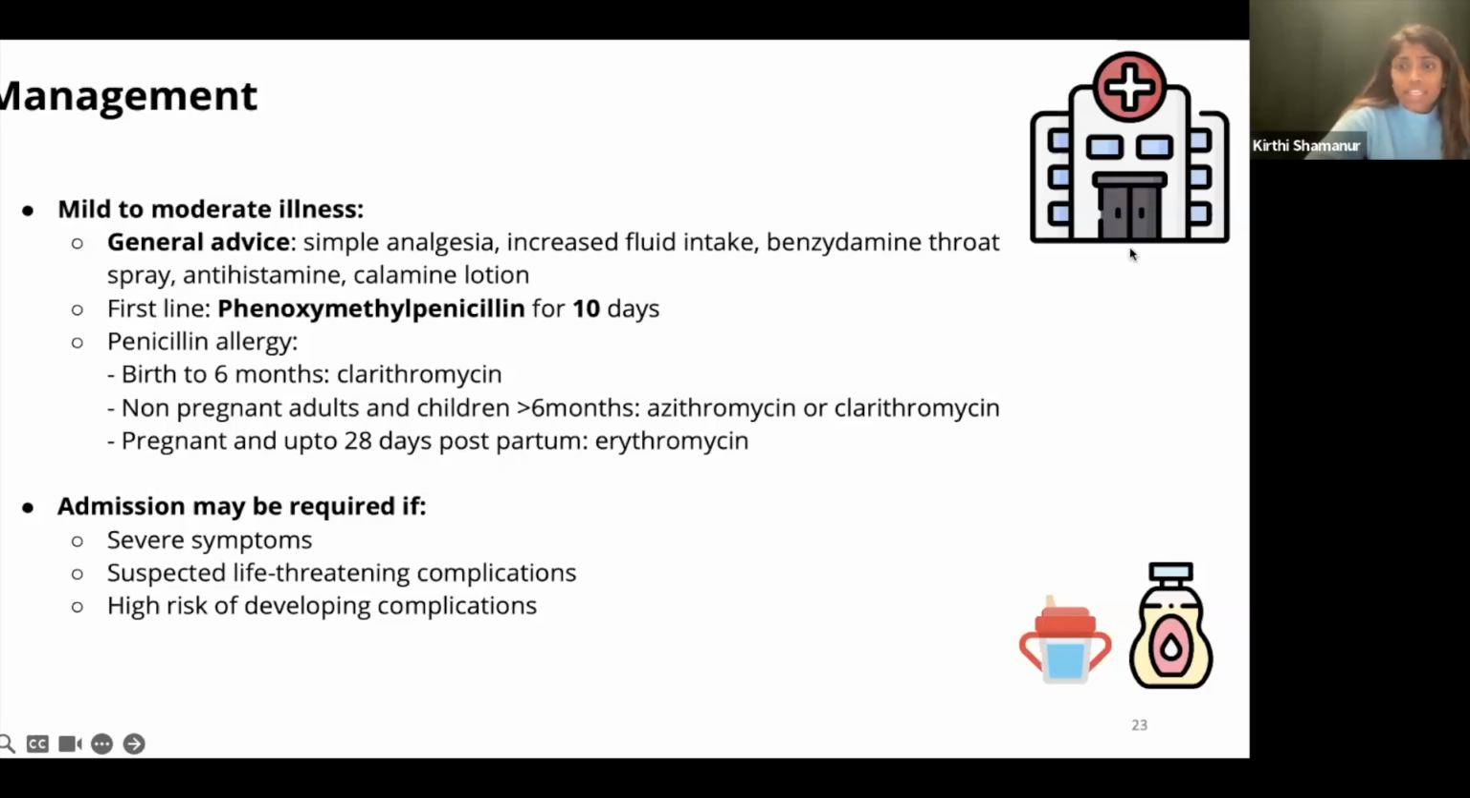Antihistamines, because it is very itchy. And then calamine lotion, which you might have seen sometimes used in chicken pox as well, but any kind of emollient you'd probably recommend. So first line, as we said, is phenoxymethyl penicillin for 10 days, and we talked about the penicillin allergies. Admission may be required if there are severe symptoms, if there are suspected life-threatening complications, which we'll come across soon, or if there is a high risk of developing complications, which usually means immunosuppressed children.